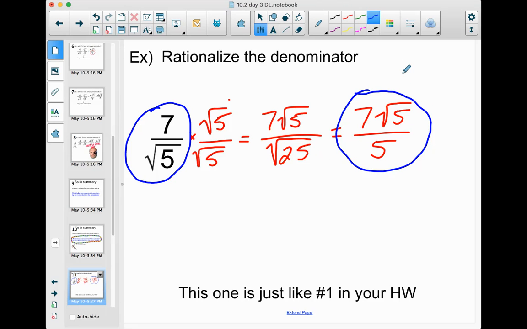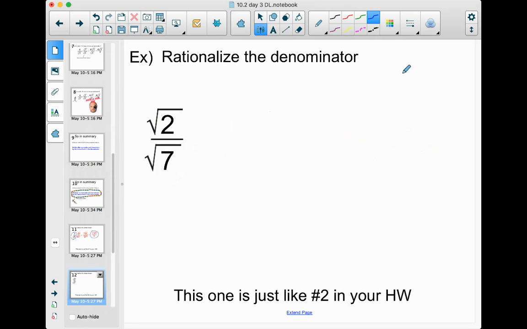So you'll need to know how to do that when moving on to Algebra 2, college algebra, and anything like that. All right, so let's do another one here. Now notice how this one's a little different, and this one's going to match number 2 on your homework. So if you're stuck on number 2, just watch this problem right here and it'll get you right through it.